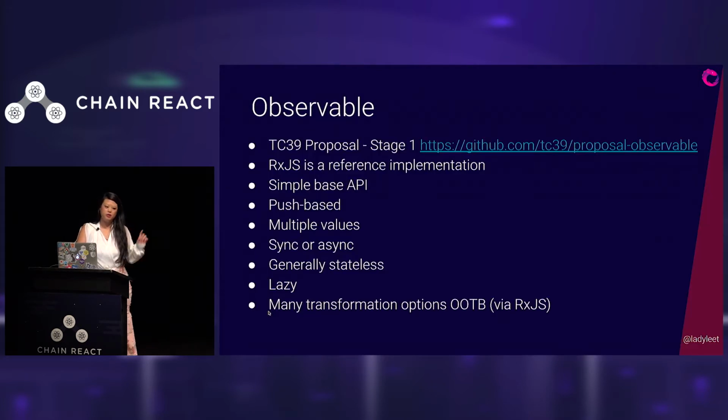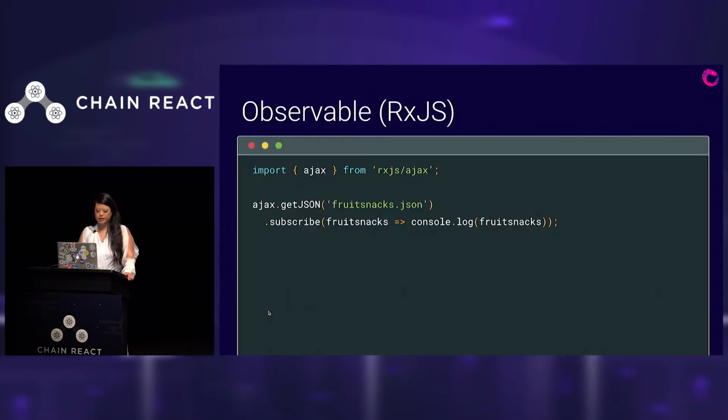Okay, observables. So this is at stage 1 in TC39 currently. RxJS is a reference implementation of the TC39 observable proposal. It has a simple base API. It's push-based, multiple values, synchronous or asynchronous, generally stateless, and it has a lot of transformation options out of the box, like using something like an abstraction like RxJS.